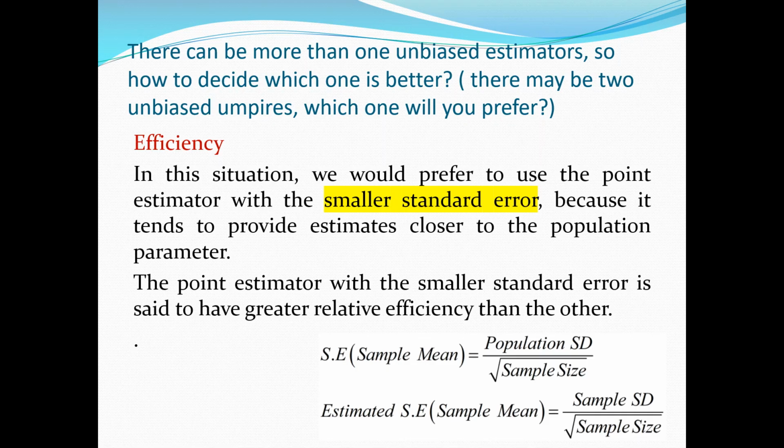An estimator whose standard error is smaller, you say that it's efficient. For example, if we were talking about the umpires, the umpire having lesser standard error will be efficient.